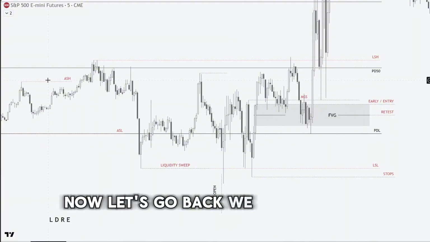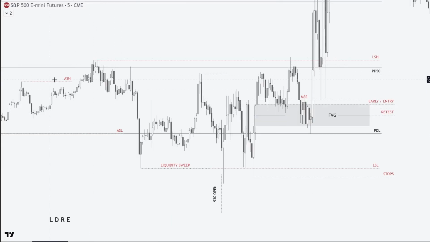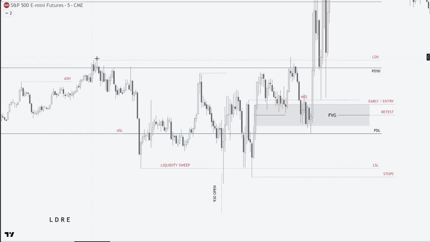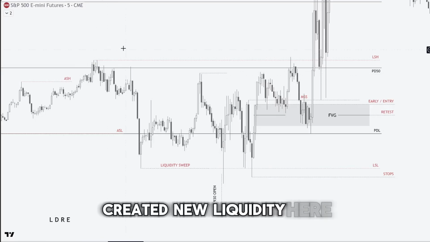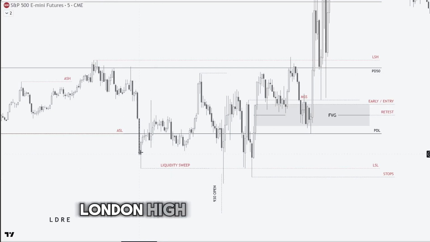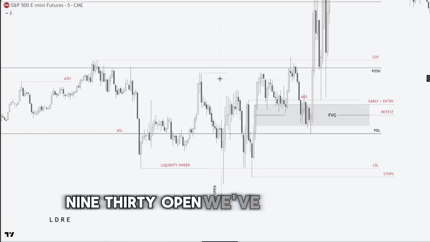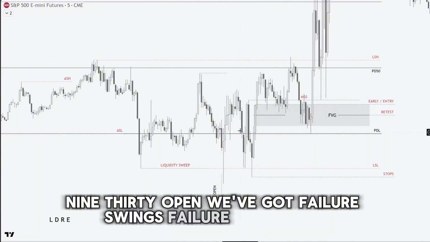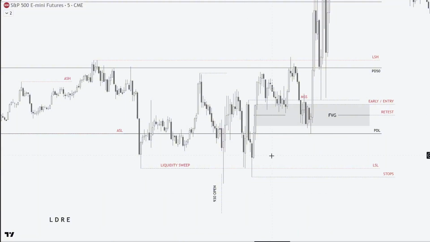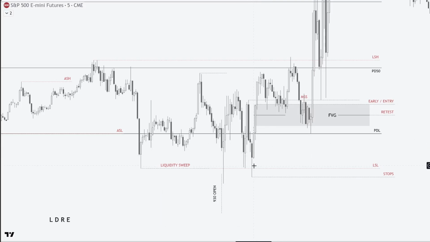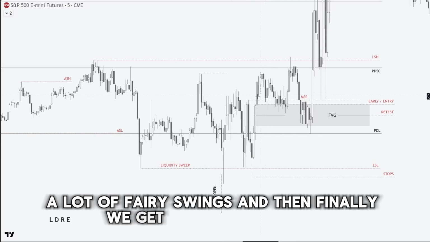Now let's go back. We got all this liquidity, Asia high, Asia low swept, created new liquidity here, London high, London low, swept, 9:30 open. We've got failure swings, failure swing here, and that's just going to happen when you're in chop, a lot of failure swings. And then finally we get one that succeeds.